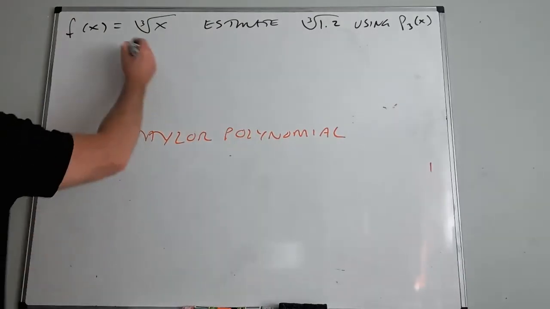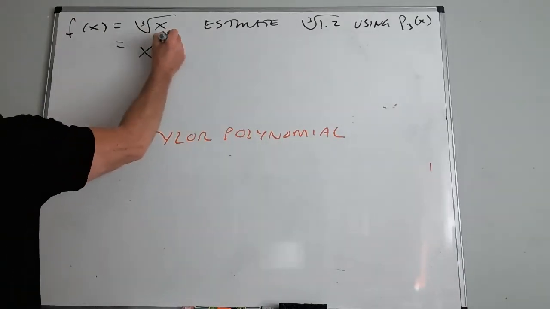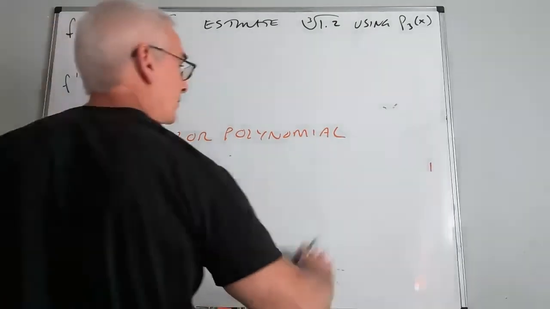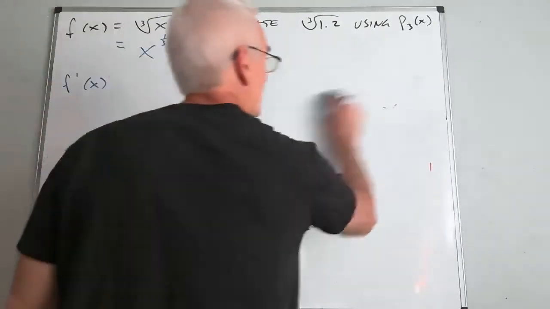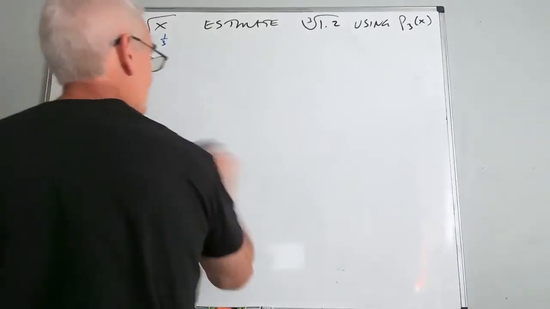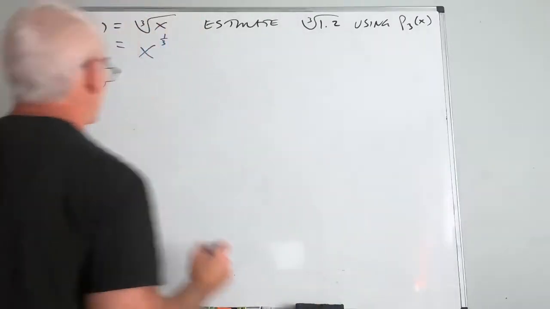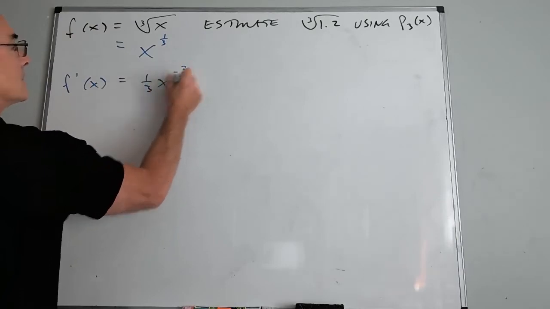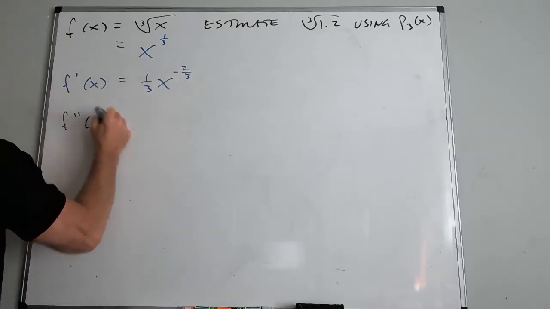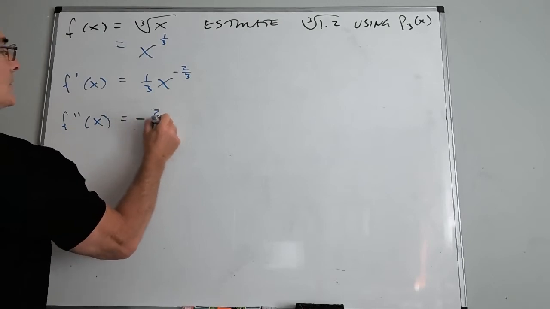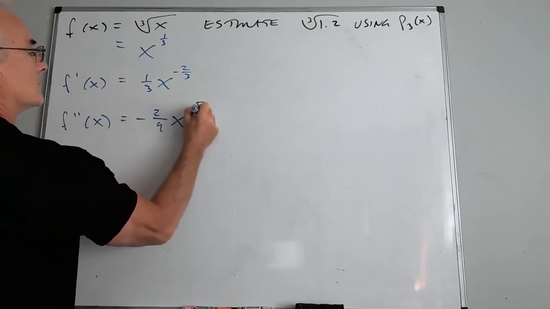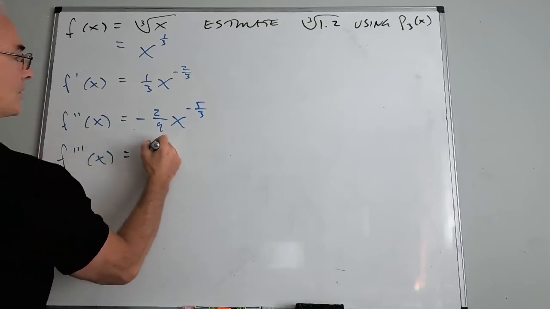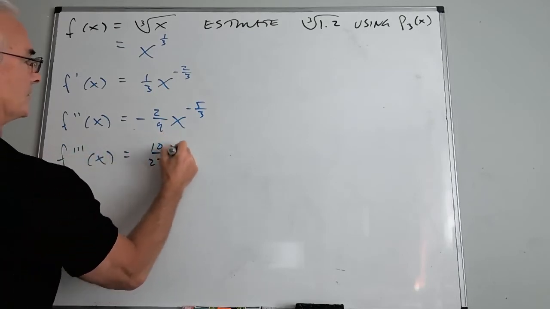So here's what we're going to do. Let's first write this as x to the 1/3. Now we need 3 derivatives, because the 3rd derivative is how we get the coefficient of the x cubed term. So first derivative, second derivative, and then the 3rd derivative would be positive.